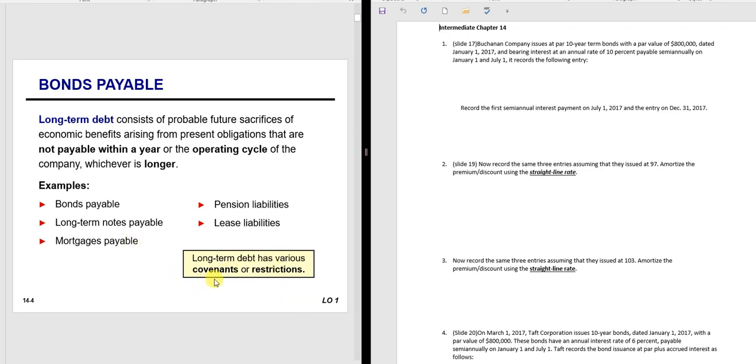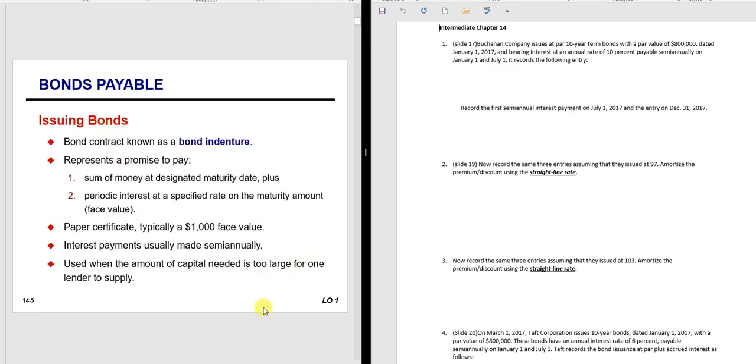Long-term debt also has some covenants. A covenant is something you have to do in order to keep the bond outstanding, so nobody will call in the bond per se. Let's say you might have to have your current ratio at a certain amount. You might have to have your debt ratio at a certain amount. So for instance, to borrow more money, you can't go higher than 40% debt. So you can have various covenants. Restrictions are basically things you can't do. Restrictions and covenants can be pretty similar.